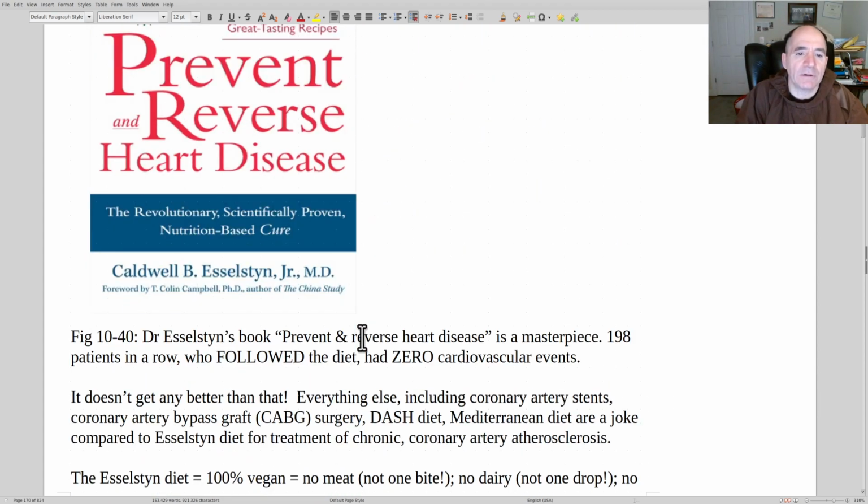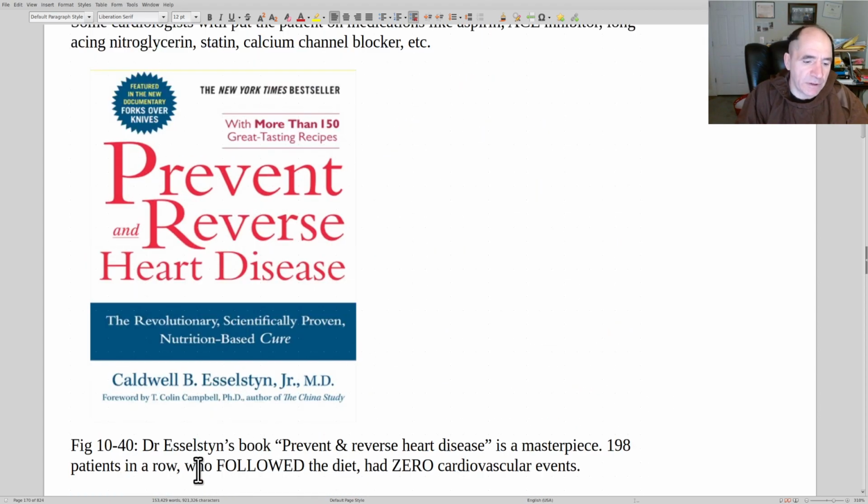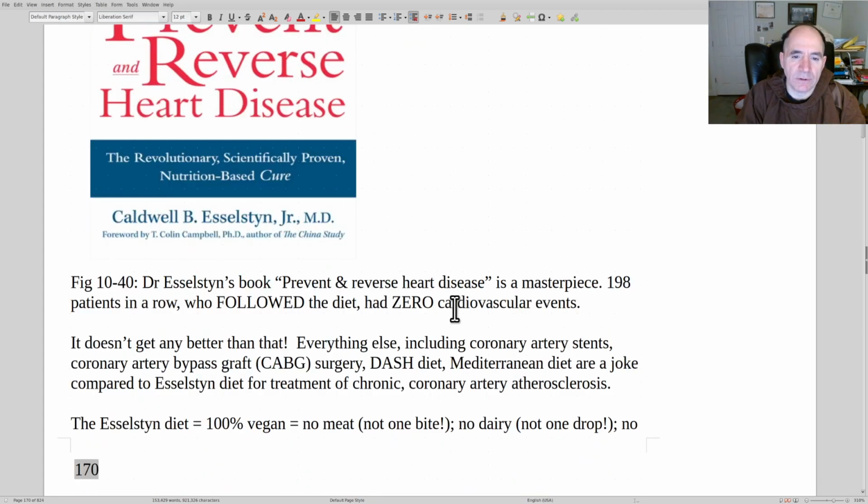Okay, here's Esselstyn's great book, Prevent and Reverse Heart Disease. And again, you don't need to buy any of these books. Just go on the internet, type in Esselstyn, Prevent and Reverse Heart Disease, and you'll see all his lectures. He's got lots of lectures. Okay, and he had the best results by far for anybody in the whole world for treatment of heart disease. 198 patients, with 99.4% no recurrent cardiovascular events if they followed the diet. And he even claims the one who had a complication wasn't really following the diet.